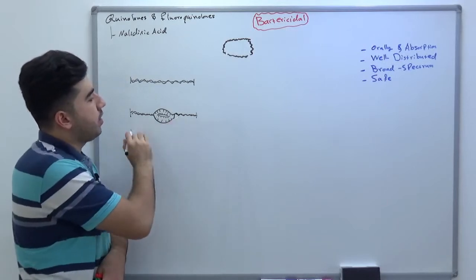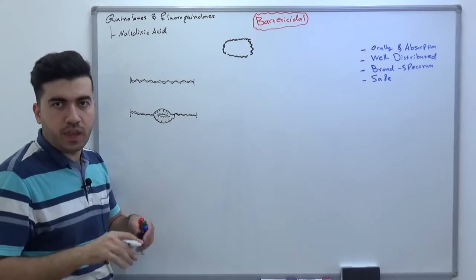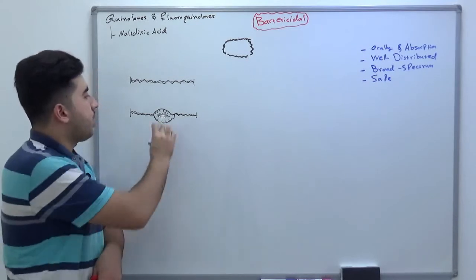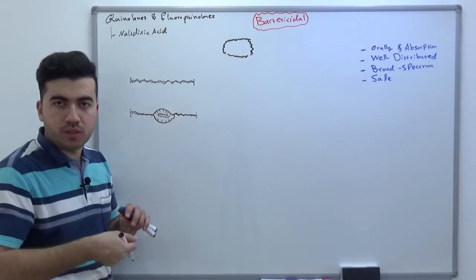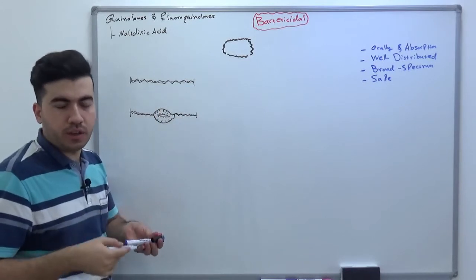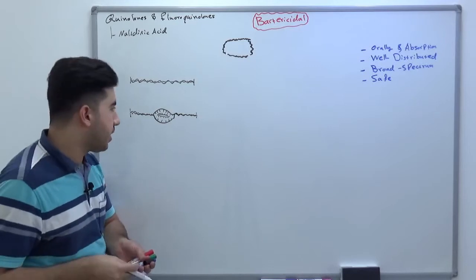The double strands of the DNA are wrapped around each other. They are twisted around each other. By opening this part, the other parts will be what? Will be more twisted, will be more wrapped around each other. The number of the twists will be increased.